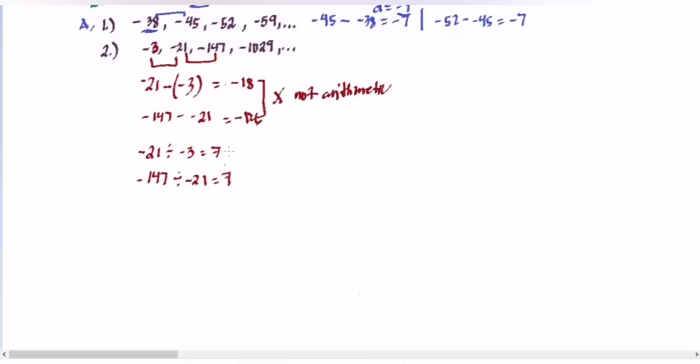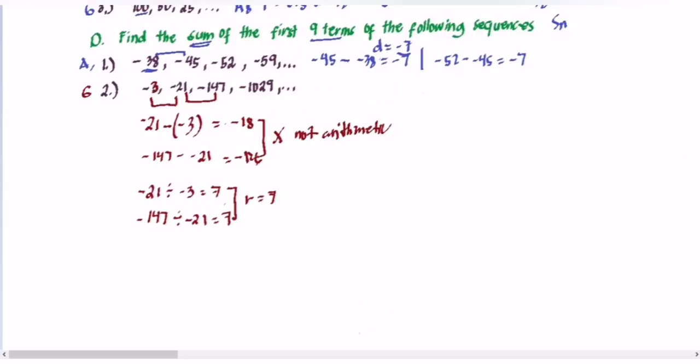Ngayon, naging magkaparehas, common. Parehas sa 7. So, this is what we call the common ratio. So, ito ay geometric. So, itong sagot natin 7, yan yung R is equal to 7. Common ratio. So, number 2 is geometric. Ngayon, pag geometric, kailangan natin makuha, di ba, yung sum ng first 9 terms. So, S sub n tayo ng geometric.